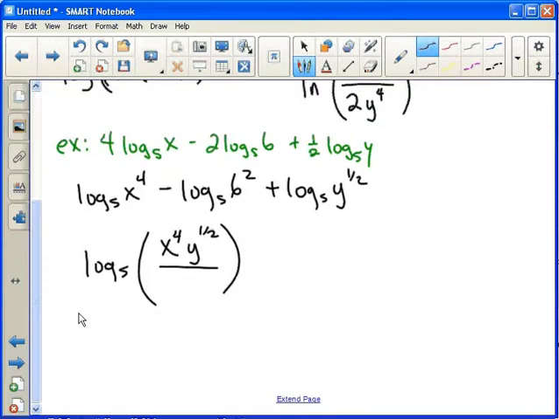So when they're asking you to expand and condense, I would encourage you to do it in 2 steps like I've been doing here, and make sure you do it in the correct order.